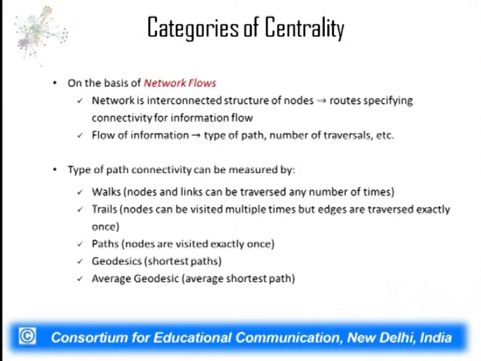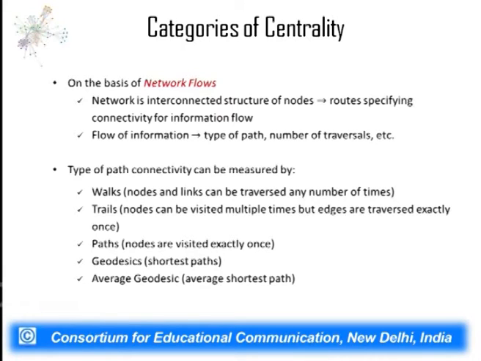some measurements like walks, trials, paths, geodesics, and average geodesics. These are the terms that we have already visited. Walks are those in which the nodes and links can be traversed any number of times. So there is no constraint on how many times the vertices and edges are visited. In trials, nodes can be visited multiple times, with no restriction, but the edges cannot be traversed more than once. So this is a restriction.